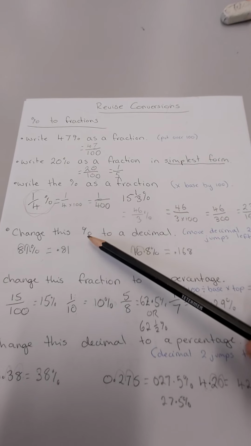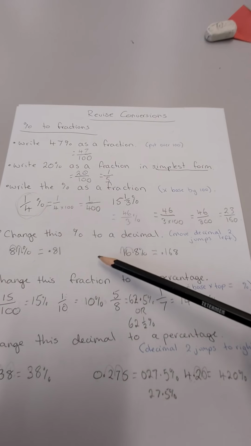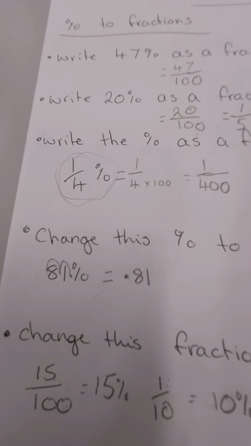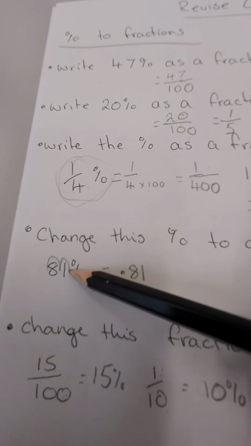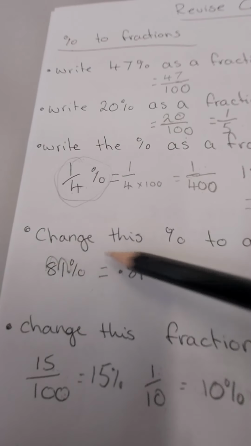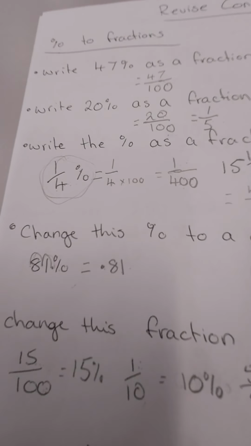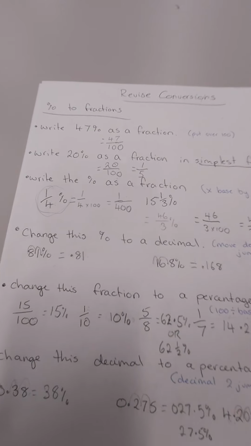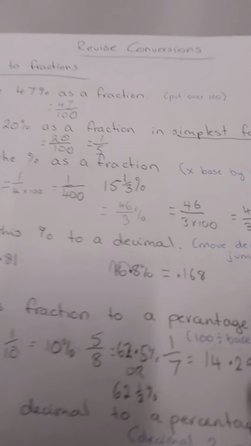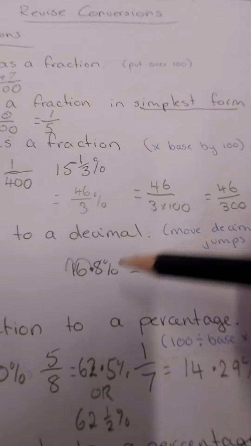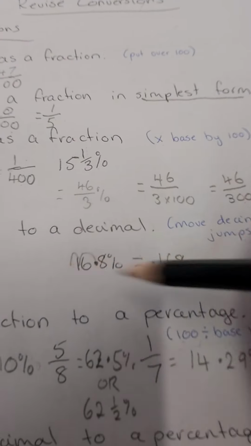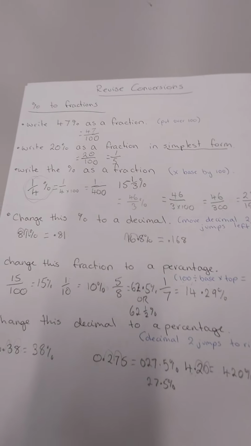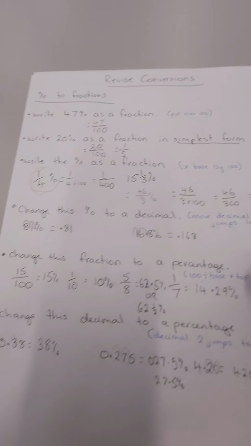Next one, change this percentage to a decimal, okay? What we do here is we move our decimal 2 jumps to the left. So if I've got 81%, 81 means my decimal's here, 1, 2, boom, 0.81. So easy changing a percentage to a decimal. Now, sometimes you'll get something that looks like this, 16.8. Oh, it's a bit confusing when it's already there. Same thing, 2 jumps, okay, and you end up with 0.168. Okay, that's my decimal, 0.168.